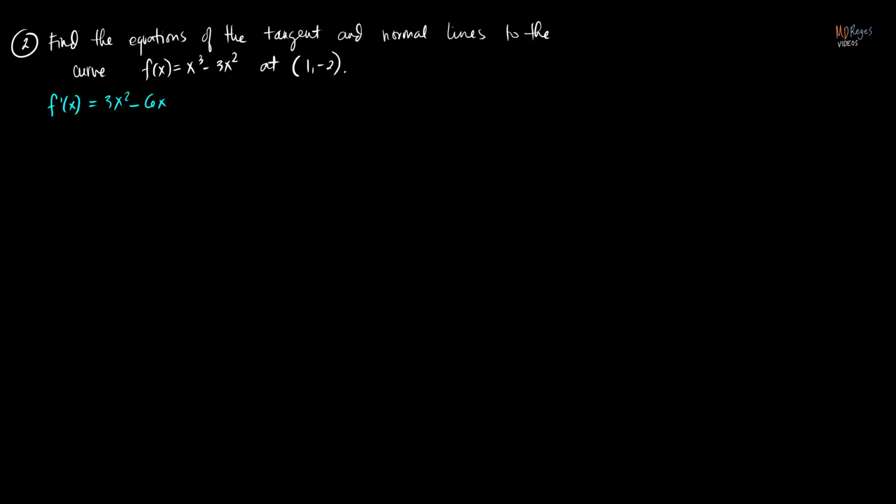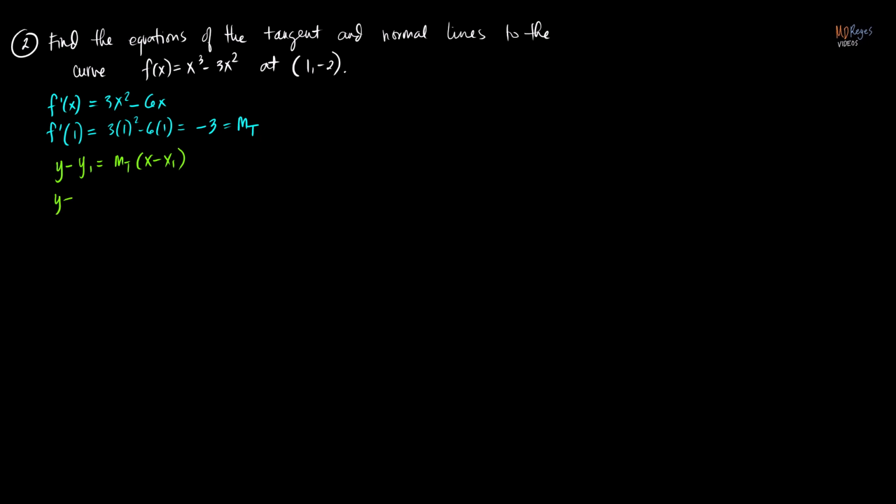So to find the slope of the tangent line at the point 1, negative 2, we find f prime at x equals 1. So that's 3 times 1 squared minus 6 times 1. We get 3 minus 6, we get negative 3. This is the slope of the tangent line. Right. So to find the equation of the tangent line, we use the point slope form of the equation of a line. Just substitute the coordinates of the point of tangency and the slope of the tangent line.